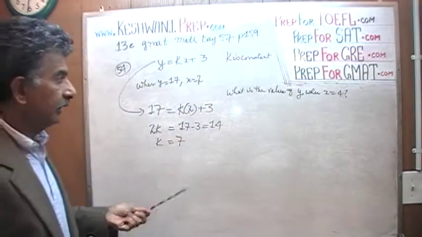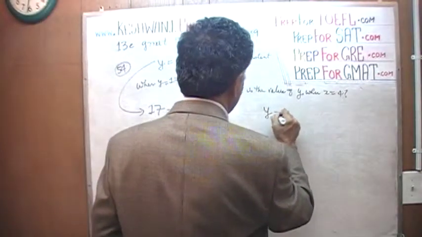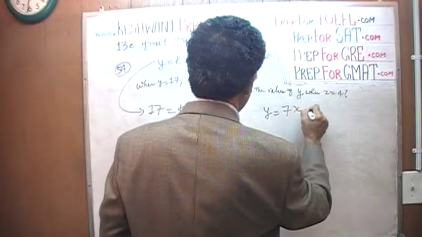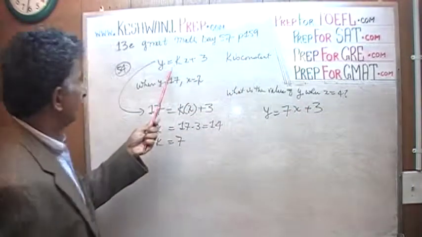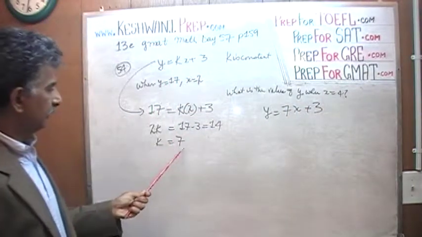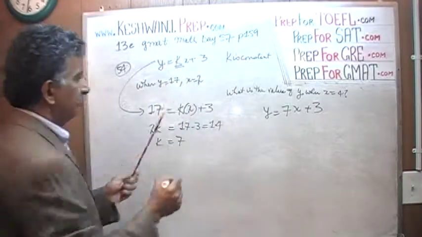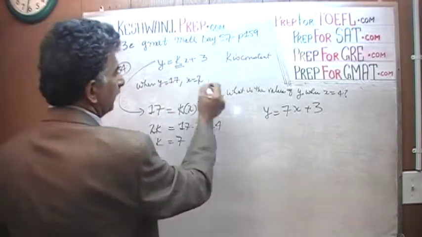That's it, we have the value of k, we have our equation. y equals 7 times x plus 3. We just replace the k by 7. We just found that k equals 7. This k here, we replace it by 7, and we end up with this equation right here.